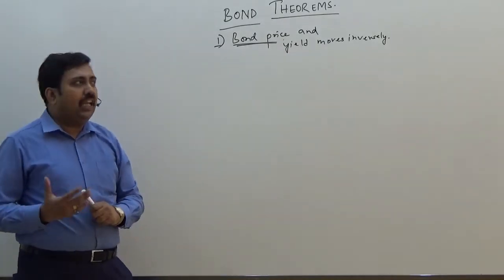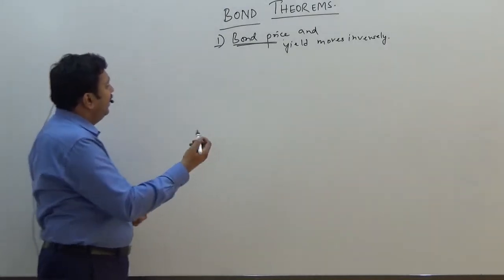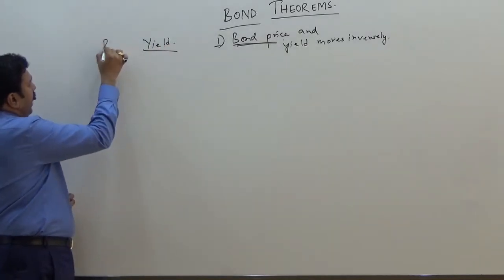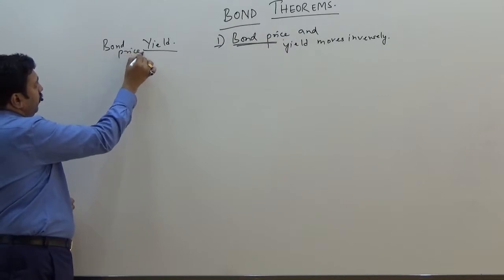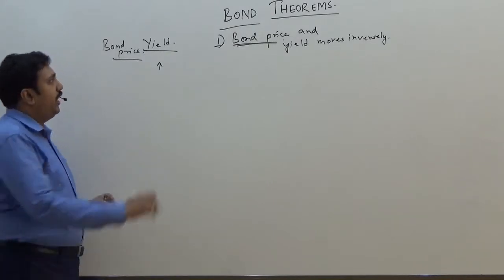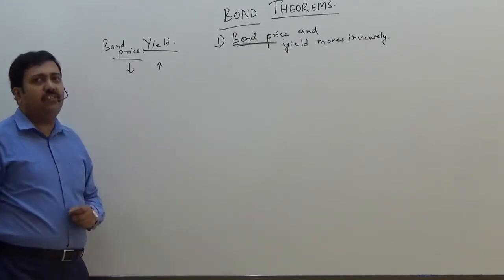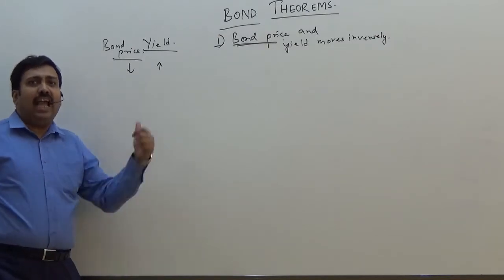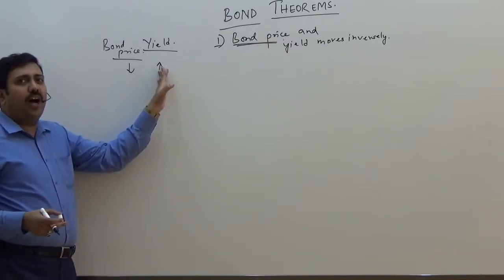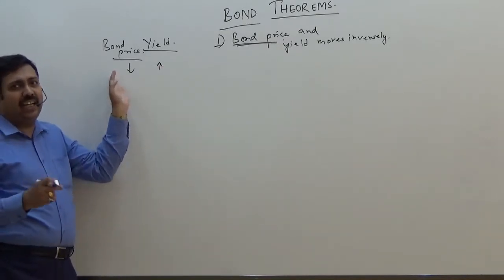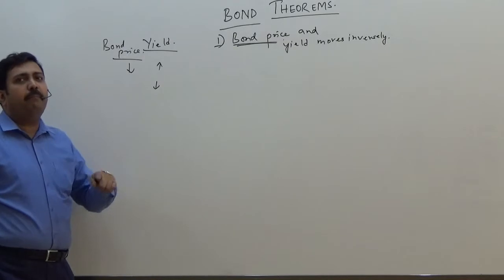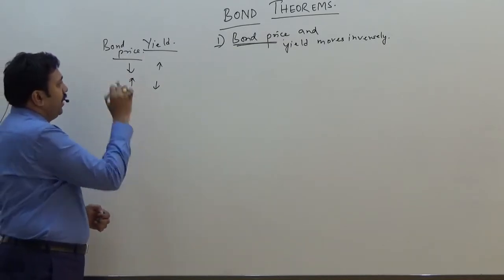That means if I increase the yield, say for a given scenario, if I write my yield and my bond price, if I increase my yield, the effect it will have on the bond price will be opposite, an inverse relationship. It means if I increase one, the other one has to decrease. Similarly, if I decrease my yield, my bond price has to increase.